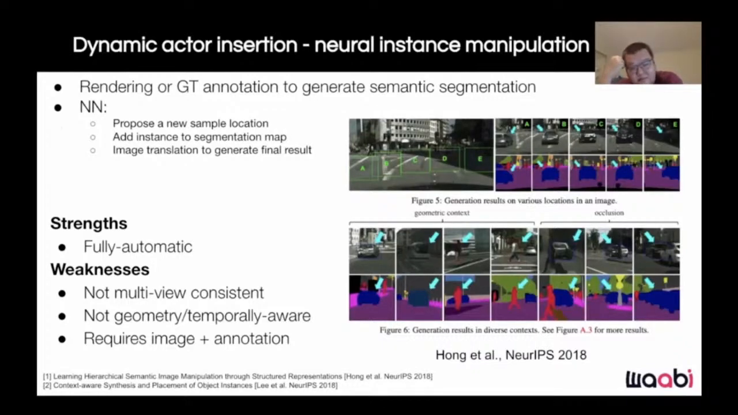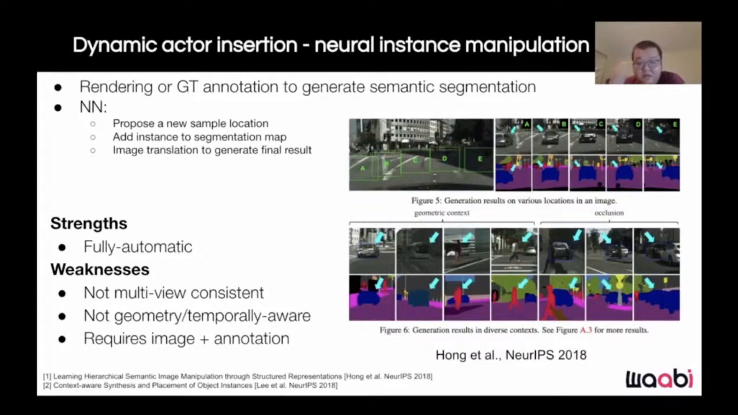Recent works take an existing semantic segmentation map, sample the new location and the bounding box in the scene either randomly or with a learned prior, and then use a network to add the semantic segmentation to the map. An image translation network is then used to render an output image. The image segment for just the generated region can be blended with the real image for the final results.